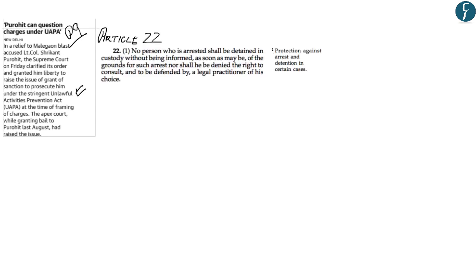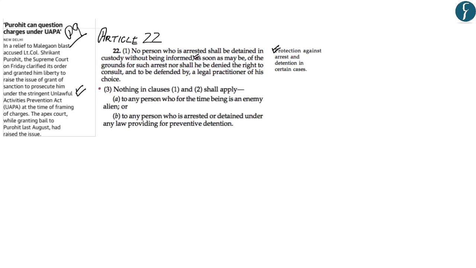Article 22 provides a protection against arrest and detention in certain cases. Under Clause 1 of Article 22, no person who is arrested shall be detained in custody without being informed. However, according to Clause 3 of Article 22, this protection shall not apply to an enemy alien or to any person who is arrested or detained under any law providing for preventive detention.